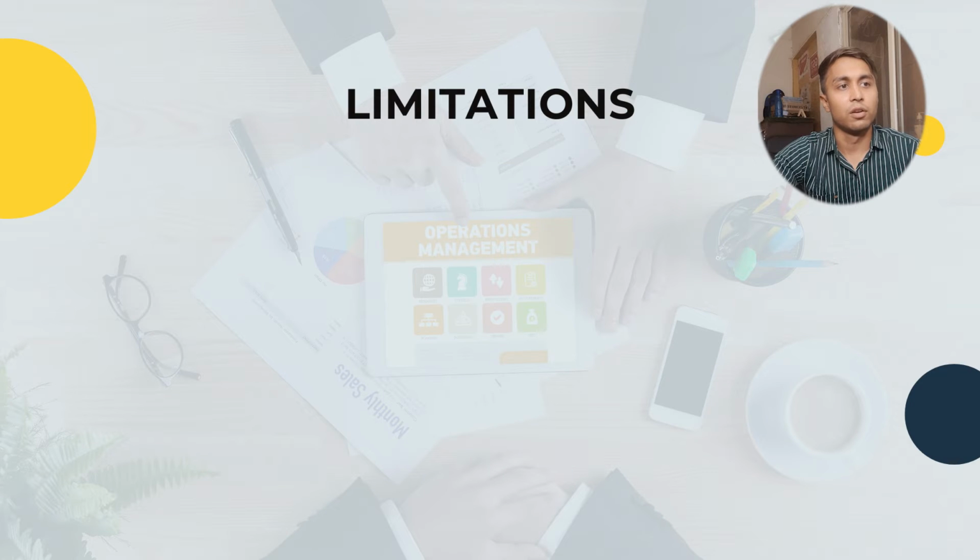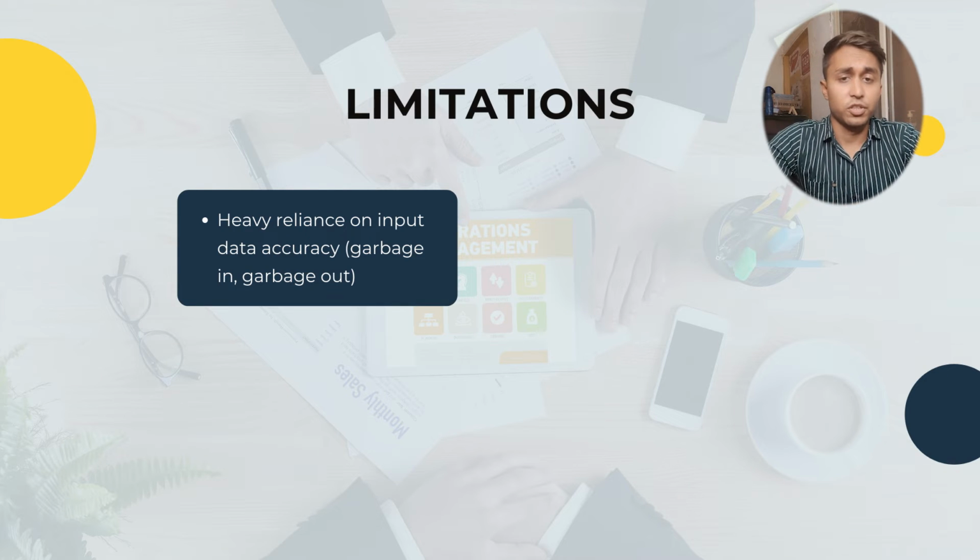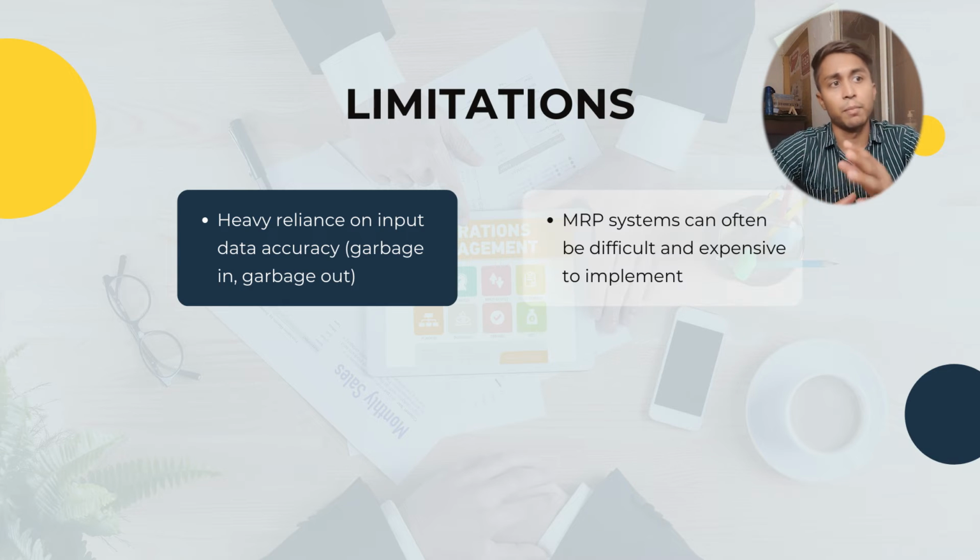After this we will have a look at a few limitations of it. The first limitation of MRP is heavy reliance on input data accuracy, like garbage in, garbage out. The second limitation is that an MRP system can often be difficult and expensive to implement. As I said, sometimes you need to order in advance to continue your workflow, so it can be expensive to order raw material in advance.